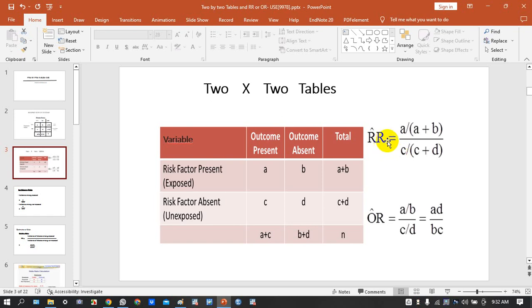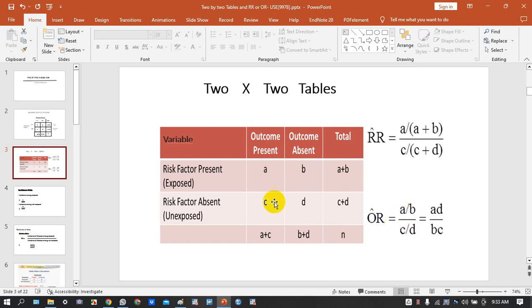So this is how we calculate relative risk. We have A over A plus B, that's the total, divided by C over C plus D. This gives us the relative risk. Relative risk is for longitudinal studies or cohort studies, whereas odds ratio is for case control studies. So this is how we calculate odds ratio. Odds ratio is A over B divided by C over D. And A over B is what? The incident. A over B is what?